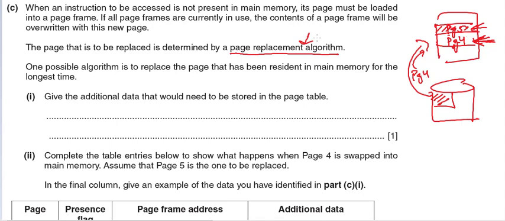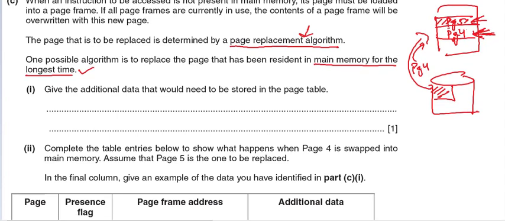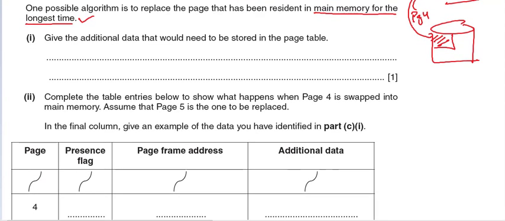One of the algorithms, the page replacement algorithm, decides which page should be replaced in case we don't have space in the RAM, right? Which page needs to be replaced. One of the possible algorithms is that the page that has been in the main memory for the longest time should be replaced. Now it's asking what additional data should be stored in the page table.